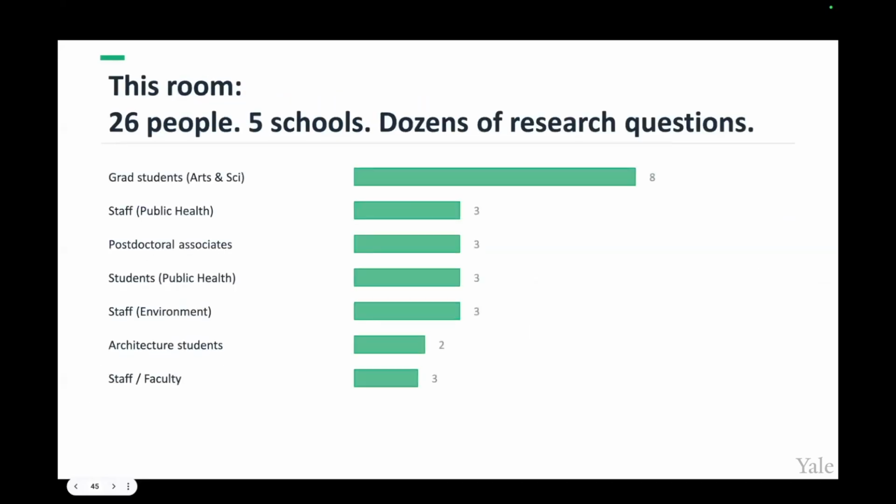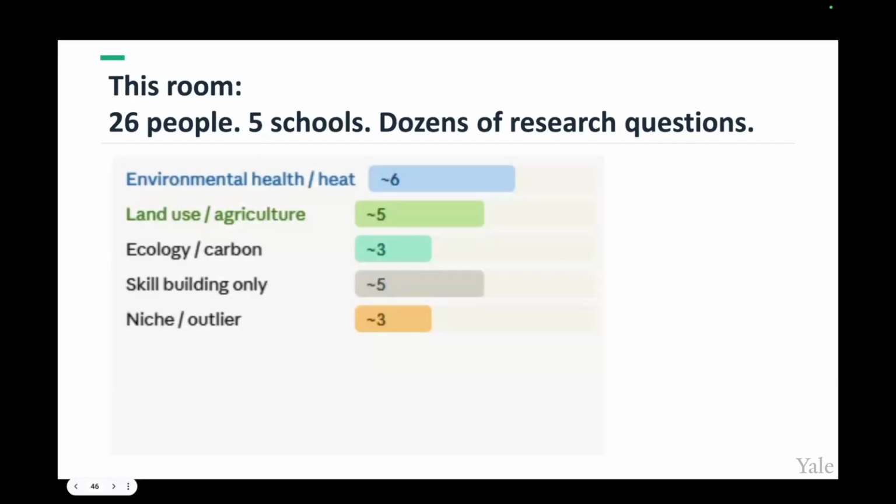But more importantly, and the most challenging part, is tailoring it for the people in this room. We have a really diverse group here, from different levels of expertise, from different schools and different research groups. So that includes covering any topic within this umbrella that would span environmental health, land use, agriculture, ecology, and carbon. And also, we will look at other niche and outlier topics.